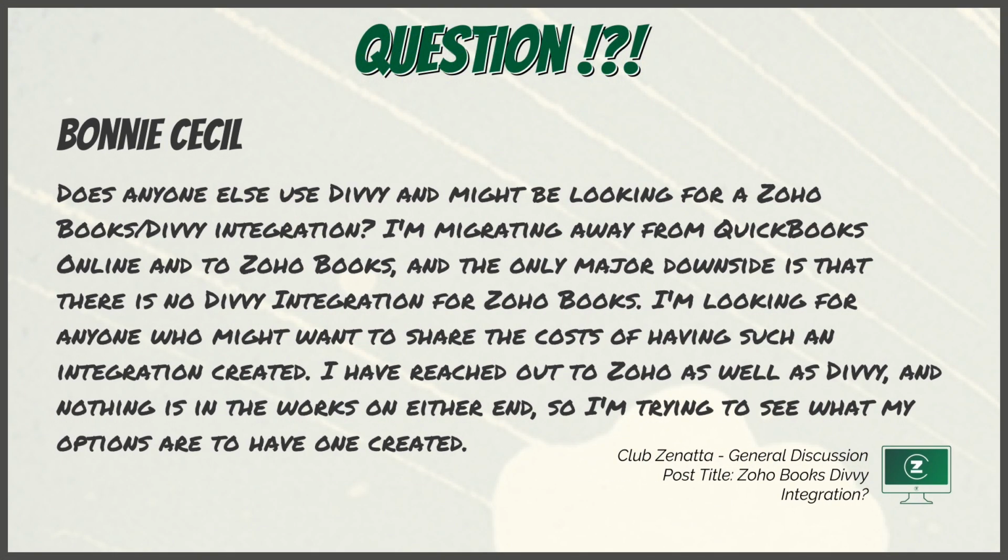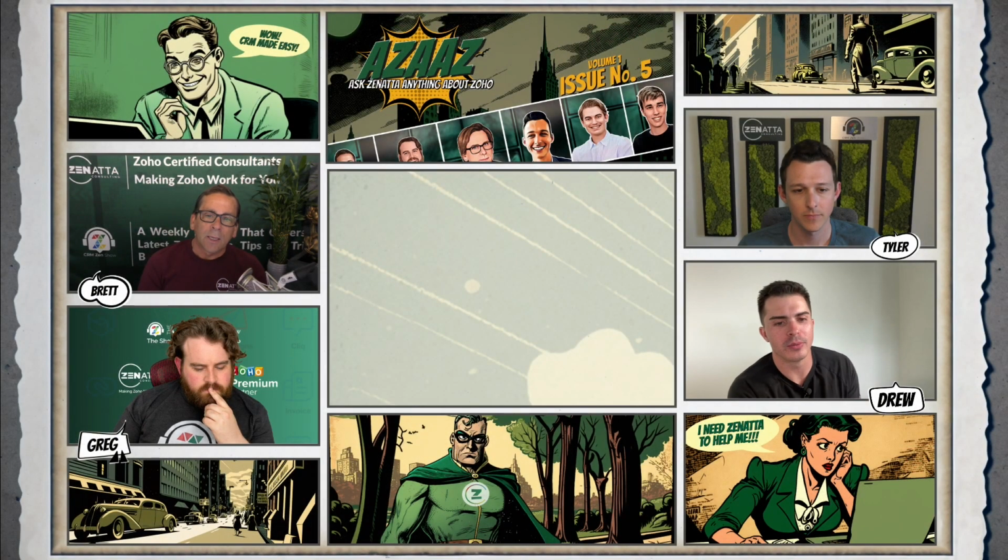Alrighty, so this one's from Bonnie. Does anyone else use Divi and might be looking for a Zoho Books/Divi integration? I'm migrating away from QuickBooks Online into Zoho Books, and the only major downside is that there is no Divi integration for Zoho Books. I'm looking for anyone who might want to share the cost of having such an integration created. I have reached out to Zoho as well as Divi, and nothing is in the works on either end, so I'm trying to see what my options are.